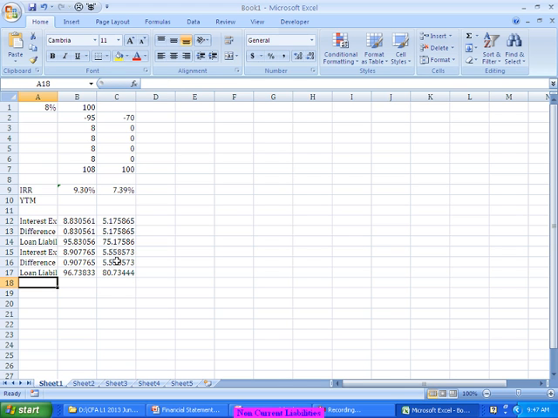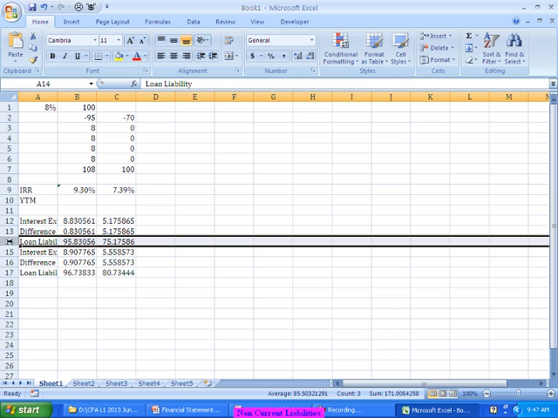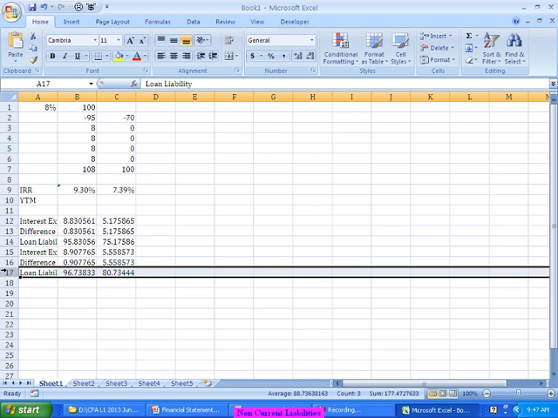The second year. So the balance sheet will move like this because these are the entries in the balance sheet. Loan liability is an entry in the balance sheet. Initially it was 95 and 70. At the end of first year it became 95.83 and 75.17. Second year it has become 96.73 and 80.73.